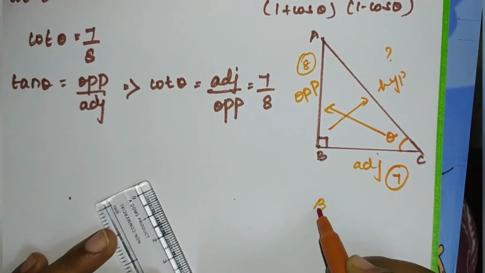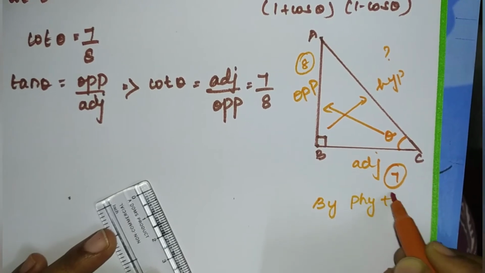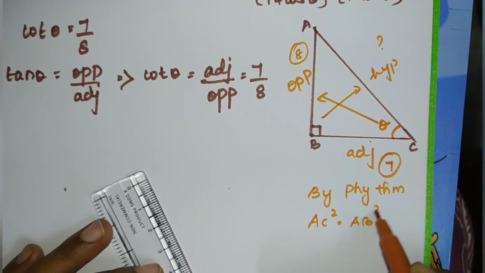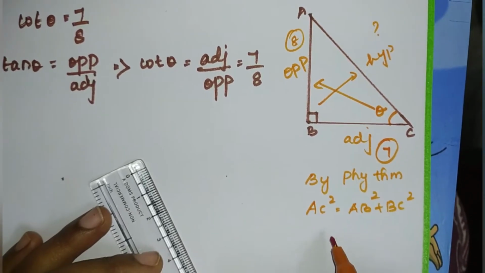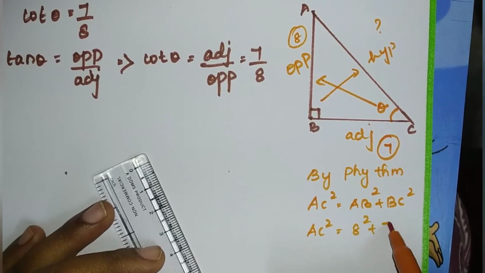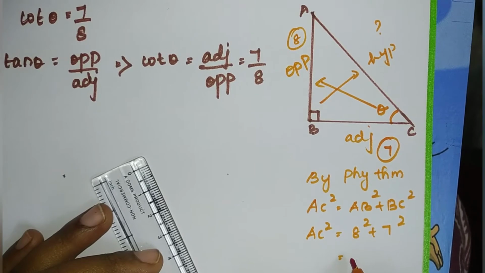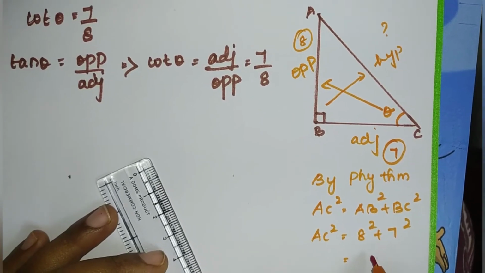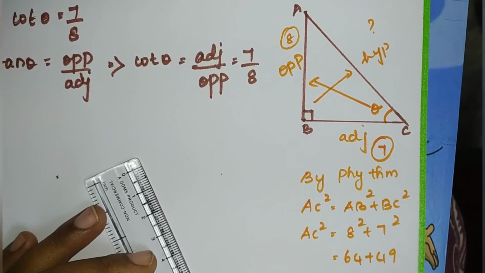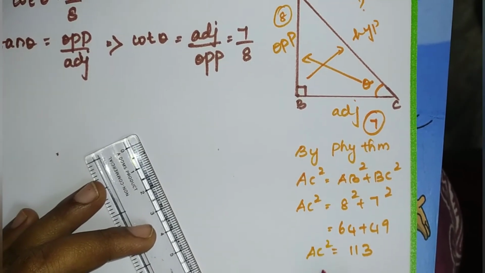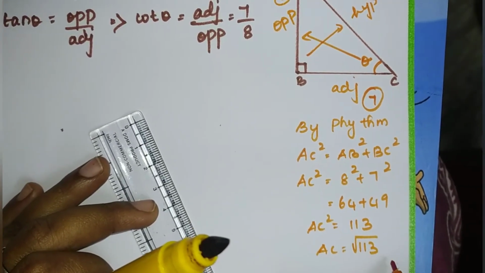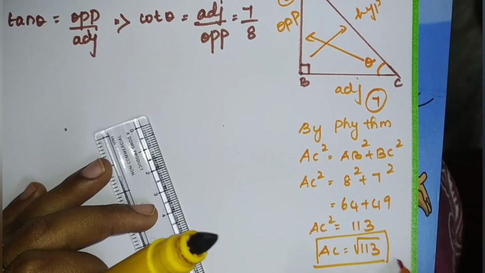So by Pythagoras theorem, AC square is equal to AB square plus BC square. AC, that only we have to find. AB is 8, so 8 square plus 7 square. 8 square is 64, plus 49, then it is 113. Shift the square to that side. Can you take a square root for 113? No, we can't take it, so keep it as it is.